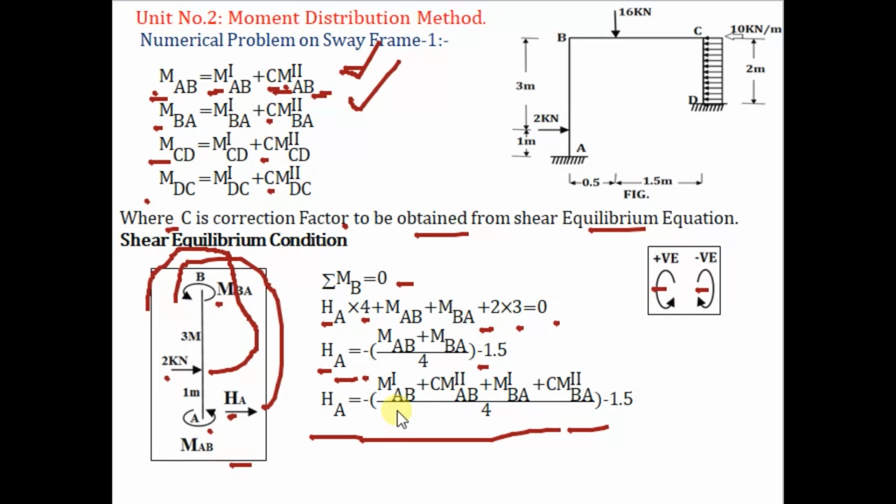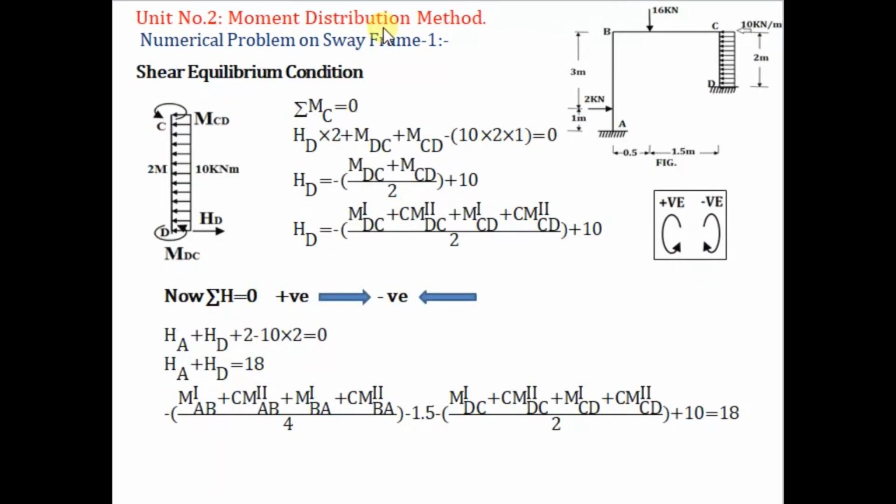In terms of moment, that means sway and non-sway moment, and also in terms of the correction factor C. Now consider the FBD of column CD. On column CD a 10 kN per meter UDL is acting, and again let's consider horizontal force HD acting toward the right hand side, and anti-clockwise moments at ends D and C: at end D, MDC, and at end C, MCD.